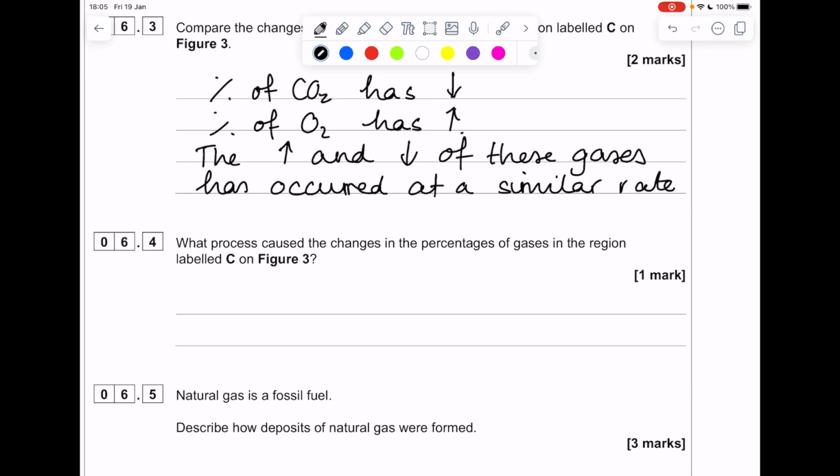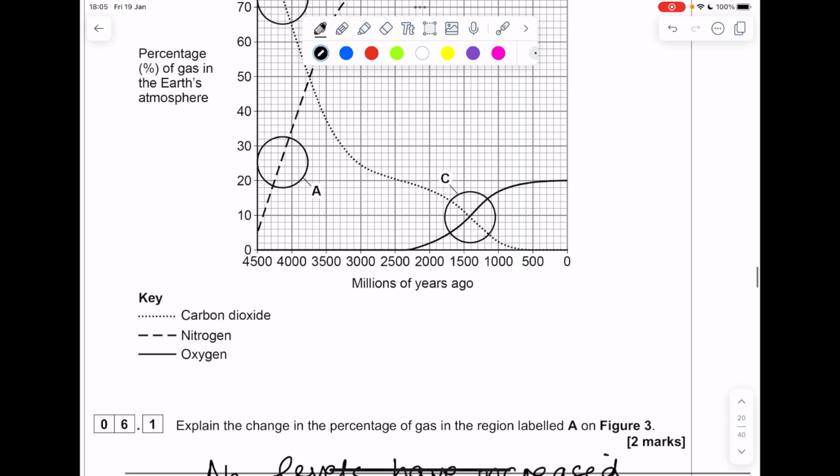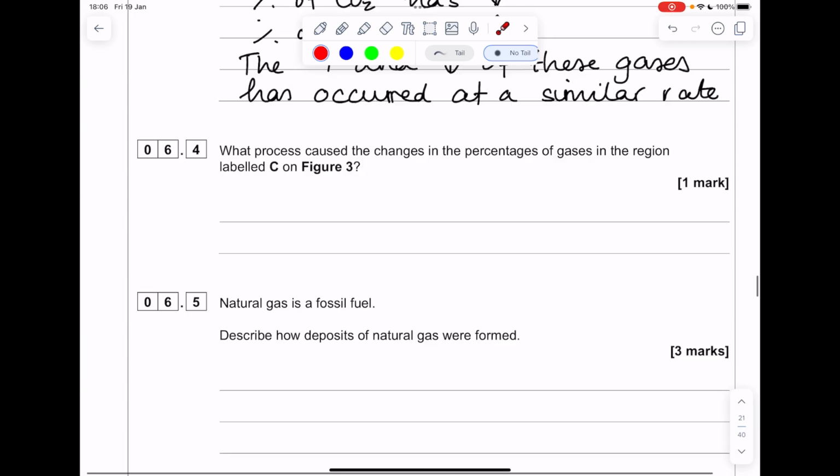What process caused the changes in the percentages of gases in the region labelled C? That will be photosynthesis, because plants use up carbon dioxide in order to make glucose. So that's what's going on with this dotted line, and then they release oxygen as a byproduct, which is why it's increasing.